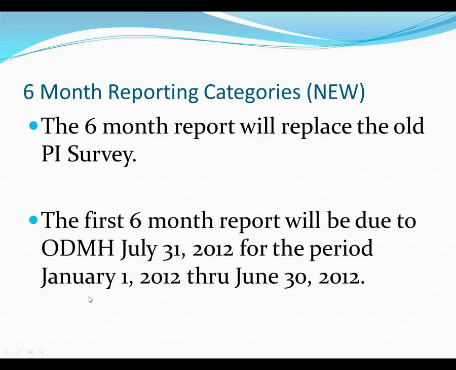We'll talk a minute about the 6-month reportable categories. The 6-month reportable categories that are in the rule will replace the PI survey. The first 6-month report will be due July 31st, 2012. That means January 31st, there will still be another PI survey that's due for the period July 1st through December 31st, 2011. So the first 6-month report will be due to ODMH July 31st, 2012 for the period January 1 through June 30th, 2012.